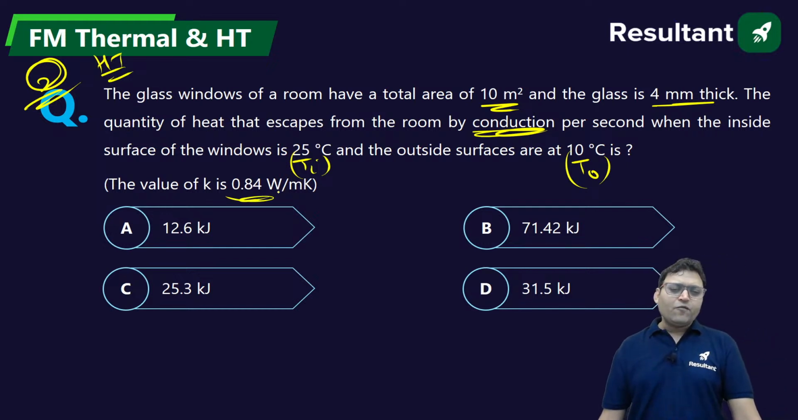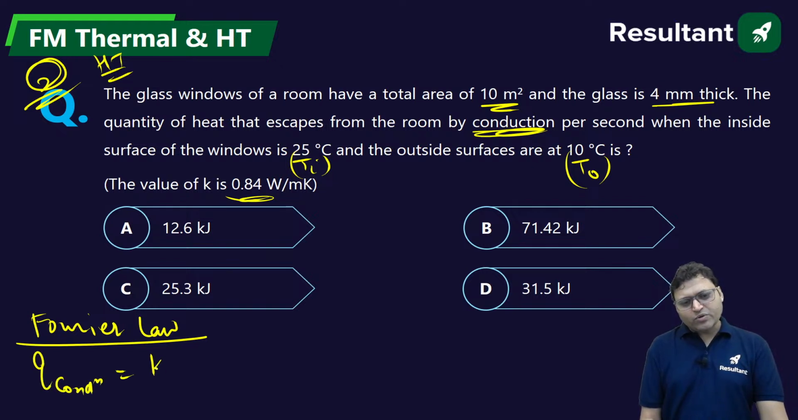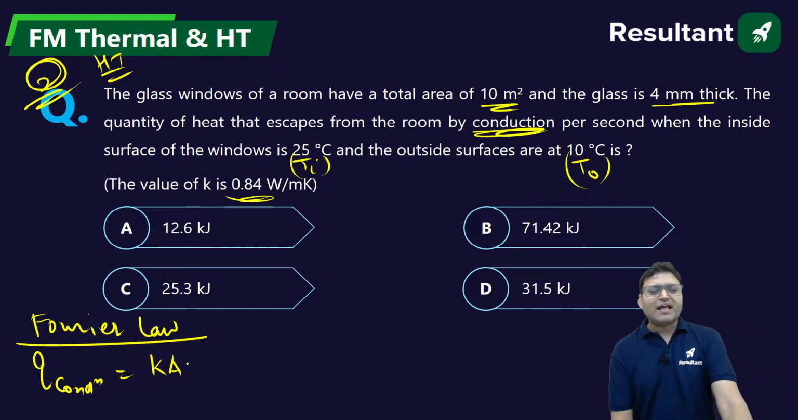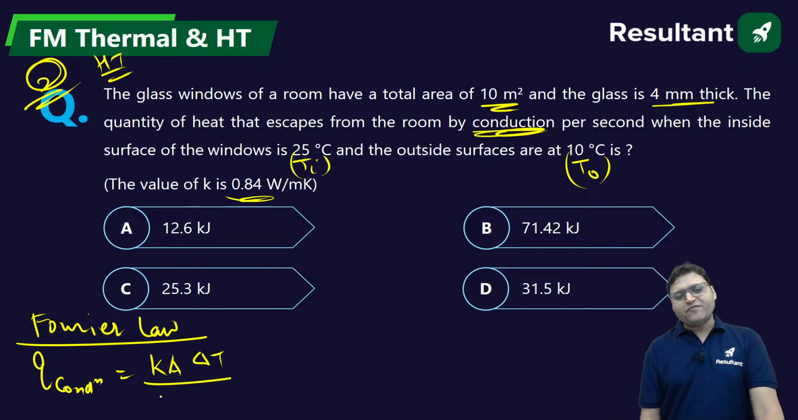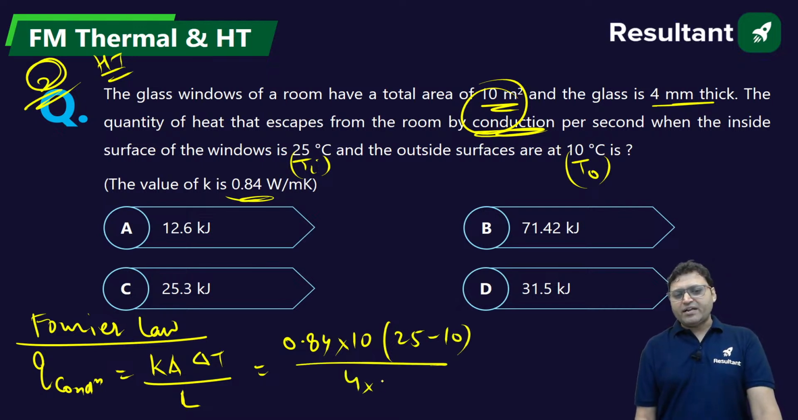It is simple Fourier law. The question is simply from the Fourier law. Can you solve it? Q conduction is equal to K into area normal to the direction of conduction into temperature difference upon thickness. What is thermal conductivity? 0.84. What is area? Total area of all the walls, 10 meters square, into delta T, inside temperature minus outside temperature, upon thickness, that is 4 into 10 to the power minus 3. That will be answer in joule per second or watt.